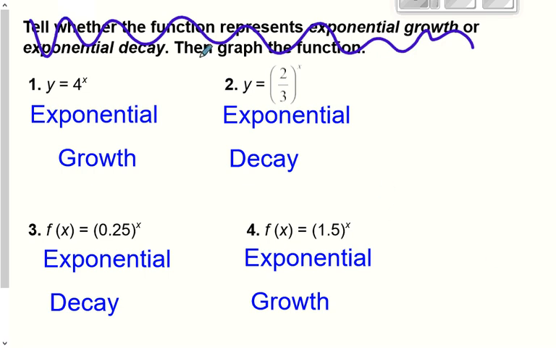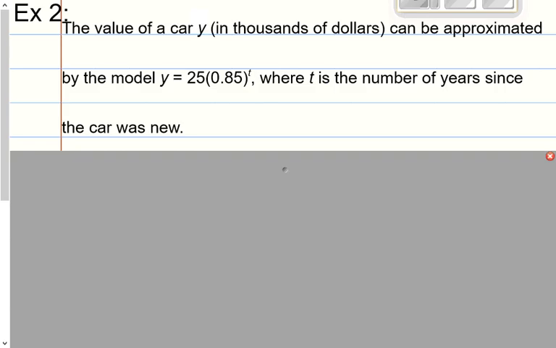Now, just keep in mind, if it says graph, you must graph. This was just a quick little review to see if it's exponential growth or decay. On the graphing, you are just going to put it in your calculator and graph. Make sure you write a table when you graph. All right, so right here, we have example 2. We have a word problem.